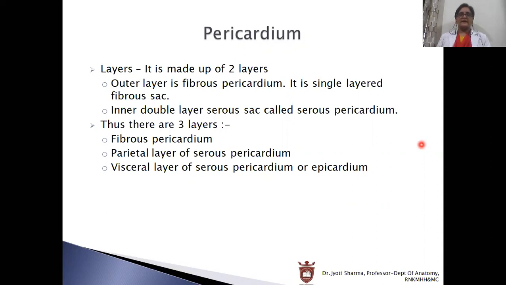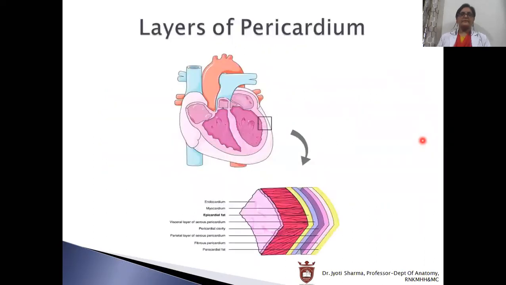Thus, there are three layers: the fibrous pericardium, the parietal layer of serous pericardium, and the visceral layer of serous pericardium or epicardium. These are the layers of pericardium. The outer one is the fibrous. The inner two layers are the serous.